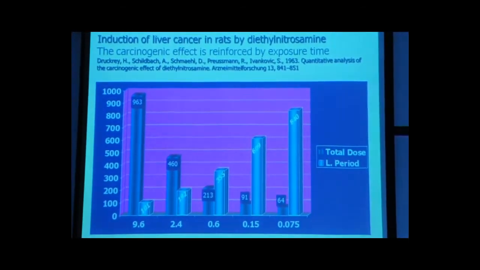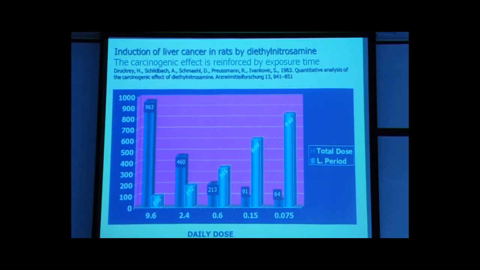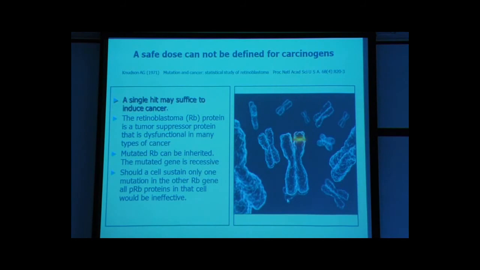Now, the essence of this relationship was that the carcinogenic effect is reinforced by exposure time. The lower the daily dose, the longer it takes before cancer appears. However, the lower the daily dose, the lower the total dose required for a carcinogenic effect. And in fact, a safe dose cannot be defined for carcinogens.